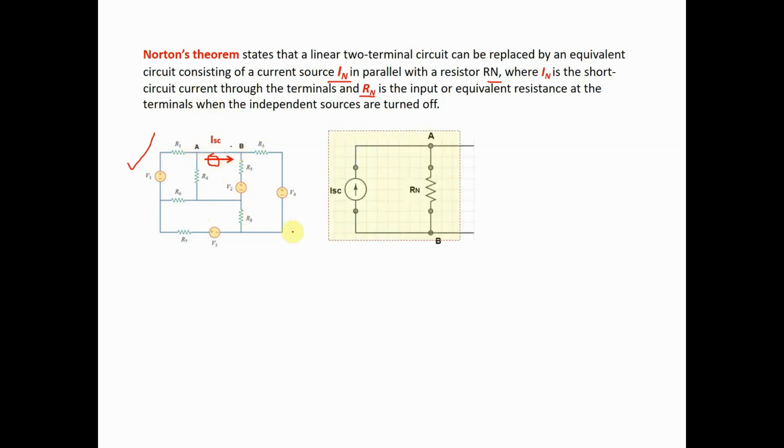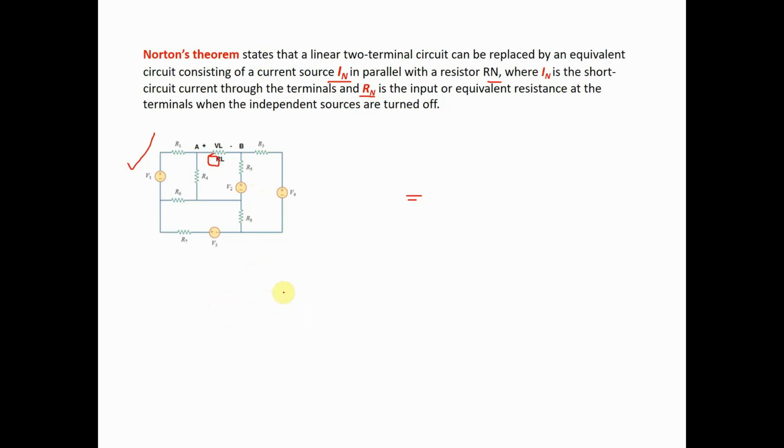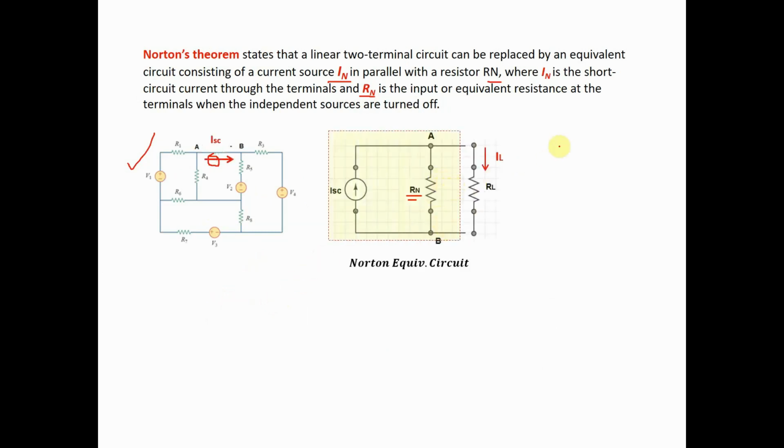Okay? So after that, when you obtain the short circuit current, it will be connected in parallel with RN. How did we obtain RN? Similar to what we did here. We obtained RN as RTH, a similar procedure. So now, after that, where are we going to put the load? In parallel with RN. So now we can apply the current division rule. What will be IL? IL will be equal to ISC multiplied by RN.